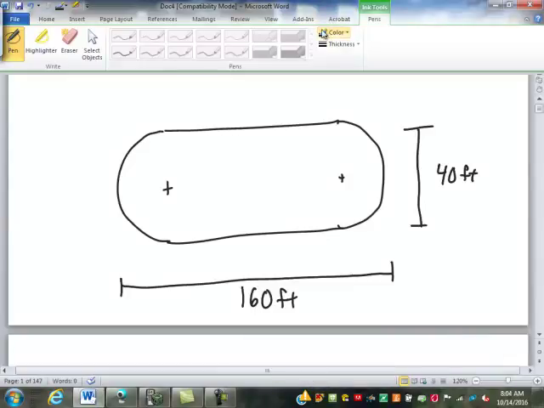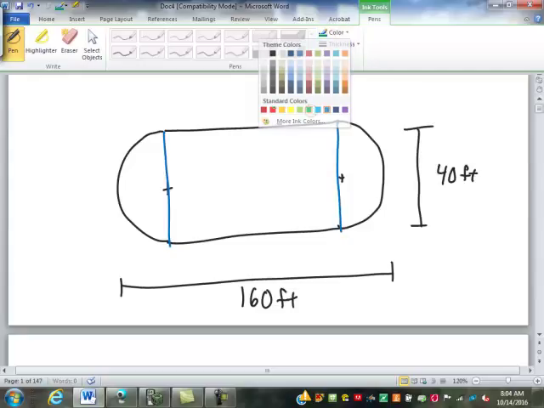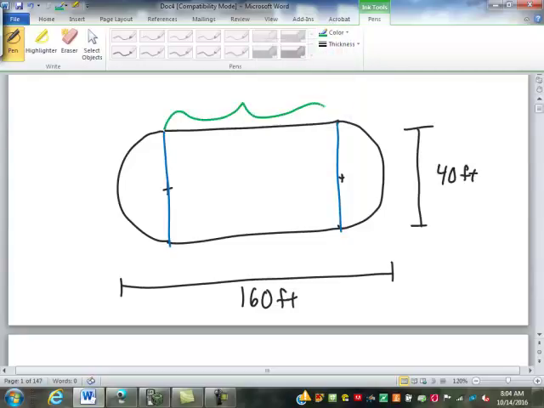Okay, so how would you go about this? Probably cut off the half circles on each end. Then we do need to know what this length is here. How are we going to find that? Yeah, if that's 40 across there, that means the diameter of our circle is 40, which means the radius is 20. So it's going to be 20 here and 20 here. So we subtract 40, this is 120 feet across there.